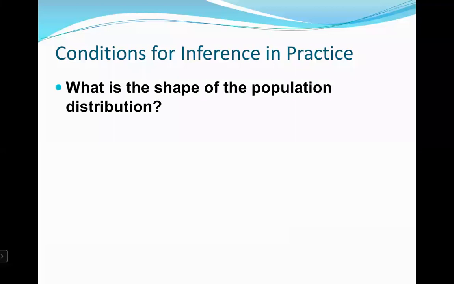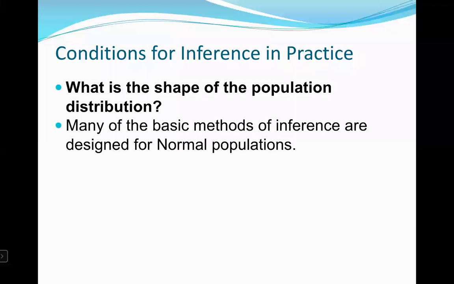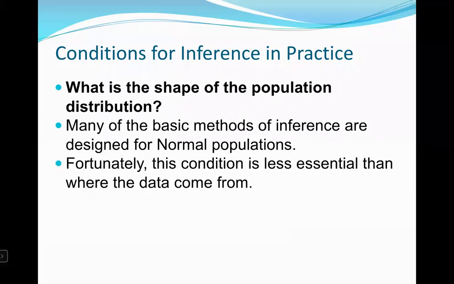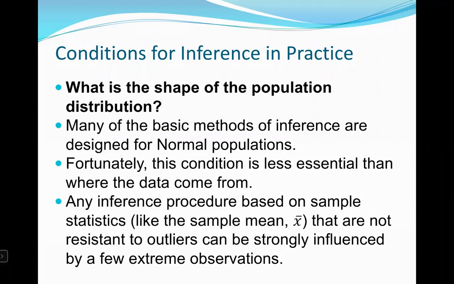What is the shape of the population distribution? Many of the basic methods of inference are designed for normal populations. Fortunately, this condition is less essential than where the data comes from. Any inference procedure based on sample statistics, like the sample mean x bar, that are not resistant to outliers, can be strongly influenced by a few extreme observations.